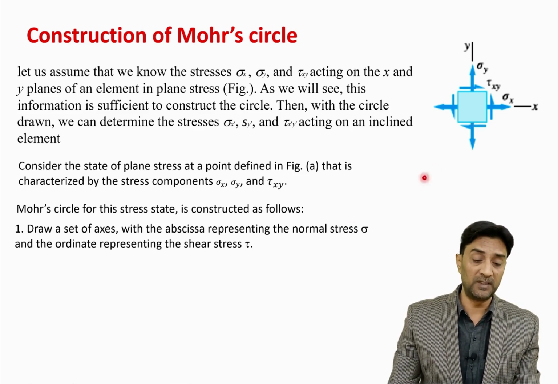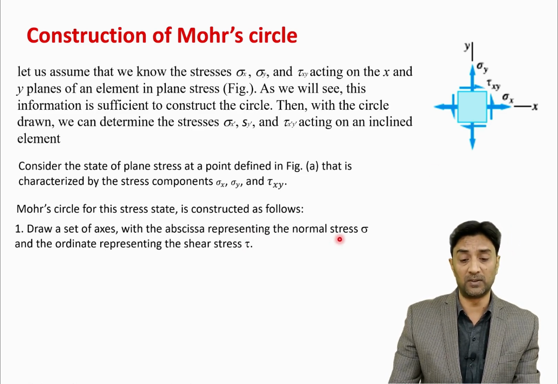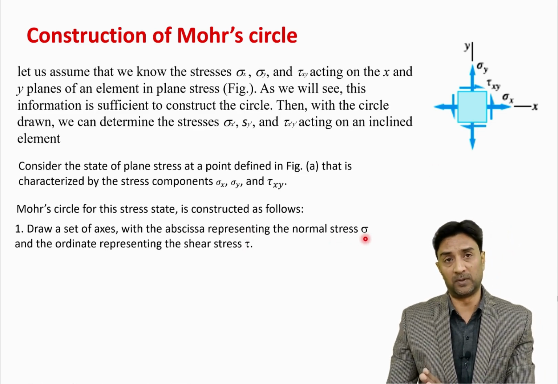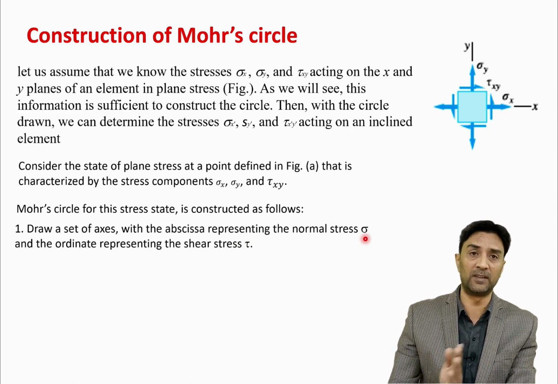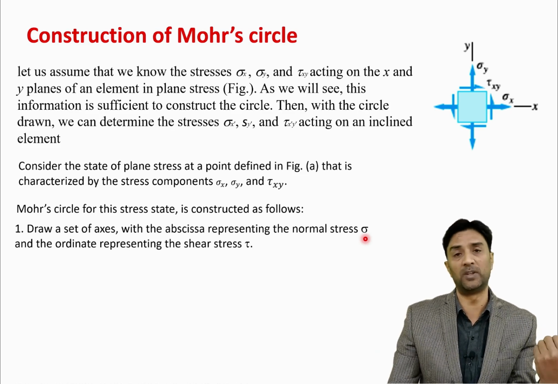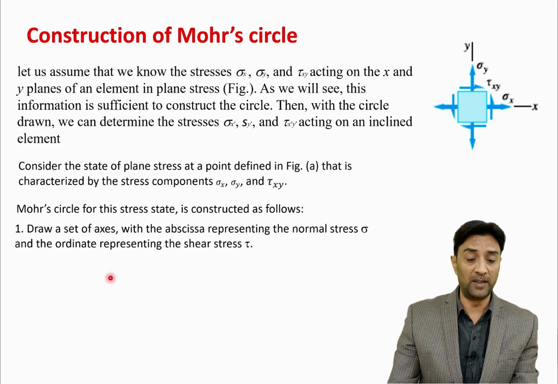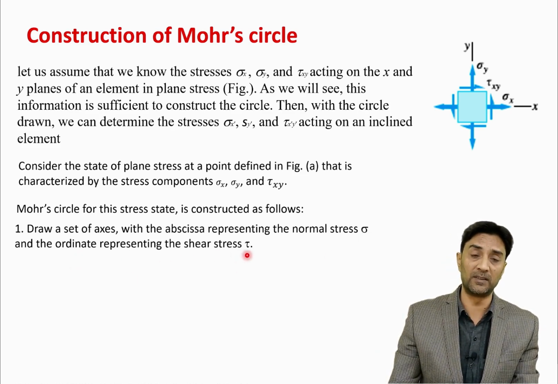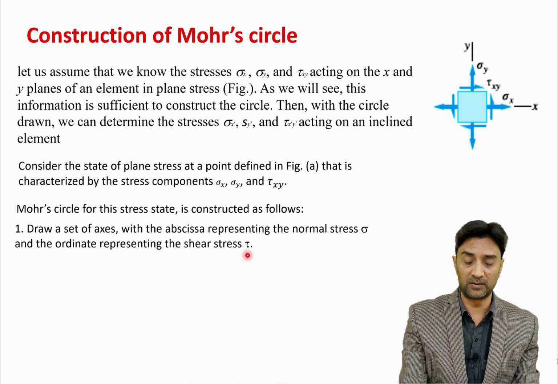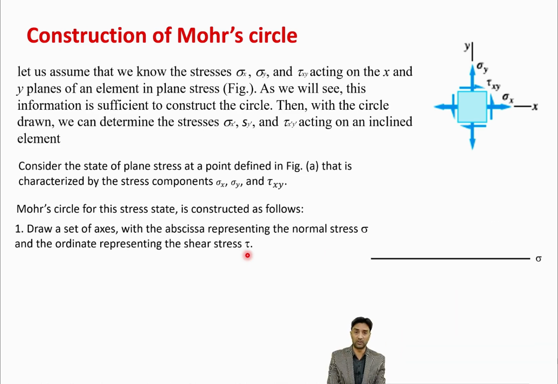The abscissa, the x-axis, represents the normal stresses. A normal stress that is tensile would be on the positive side of the x-axis. If it is compressive, that would be on the negative side of the x-axis. And the ordinate represents the shearing stresses. The y-axis would be the shearing stresses. So this is the x-axis, and then we'll draw the y-axis. This is the first step. Just draw the x and y axes and label x as sigma and y as tau.